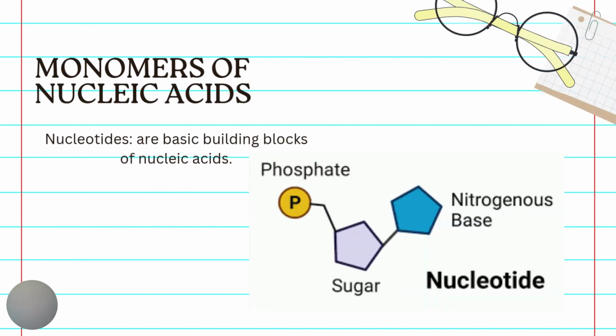So let's look at the building blocks of nucleic acids. The building blocks, or monomers, of nucleic acids are called nucleotides. Nucleotides are the basic building blocks of nucleic acids, and you can see here there is an image of a nucleotide. A nucleotide is made up of a phosphate, a sugar, and a nitrogenous base. So if you have a phosphate, sugar, and a nitrogenous base, that makes a nucleotide.